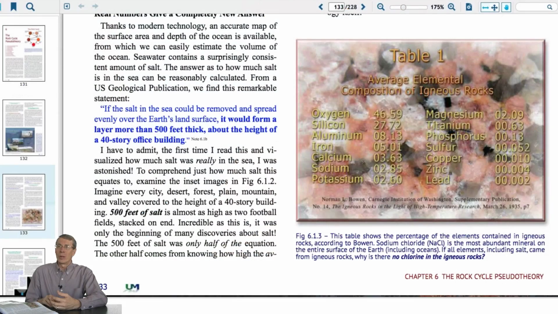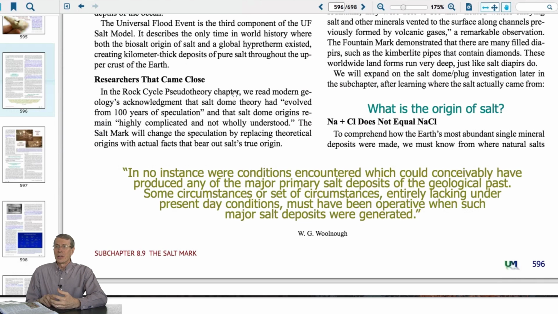Let's go ahead and go to the answer. We're going to pop over here to chapter 8. This is subchapter 8.9, the salt mark, and this is where we have the answer to the question of what is the origin of salt, as you can see right here.